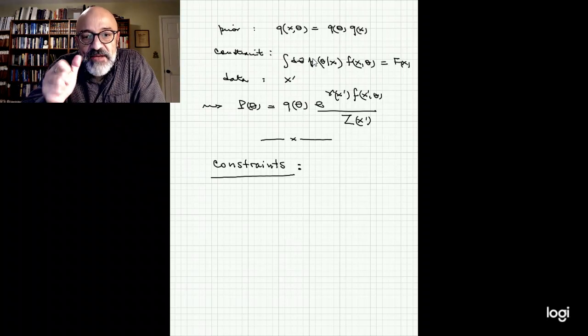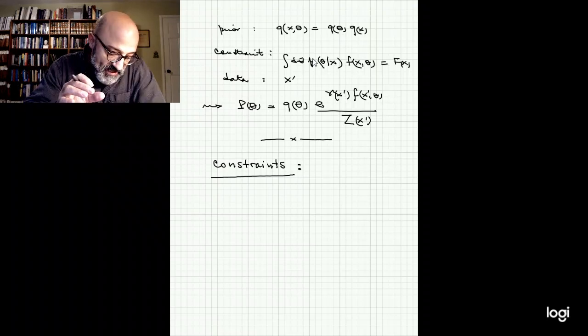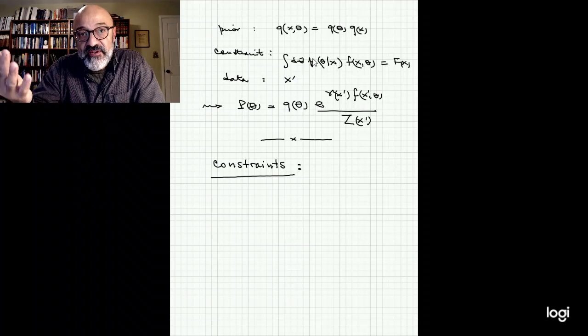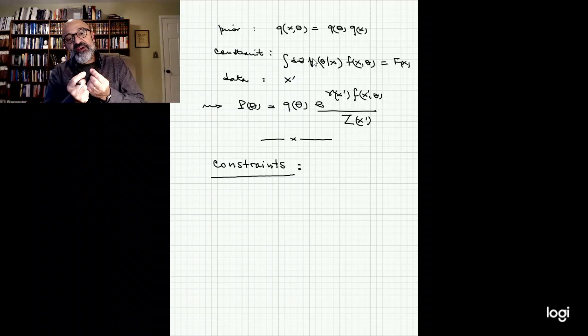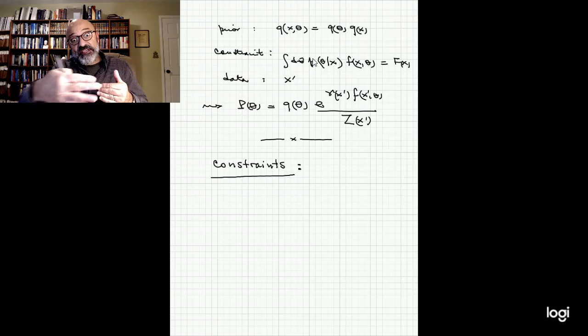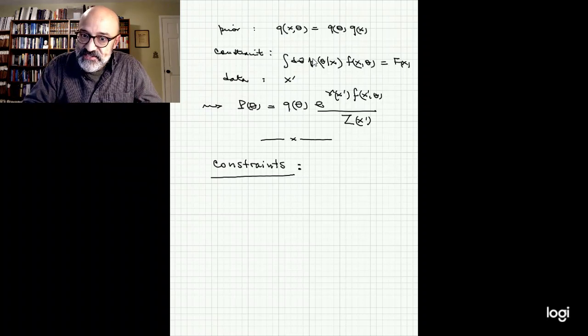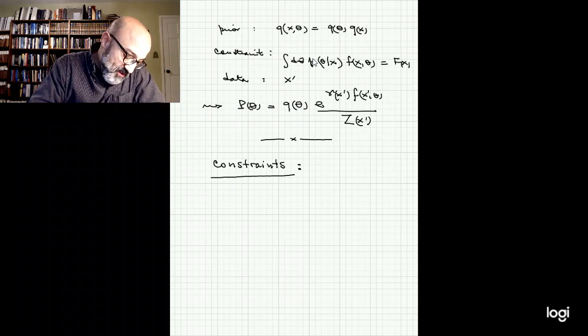The issue is what happens when you have different constraints. Suppose you have several constraints. Do you apply them one by one, or do you apply them sequentially, or do you apply them all together? Which one is it?